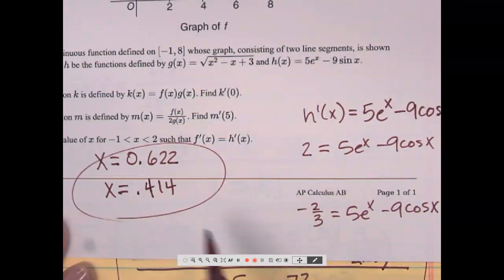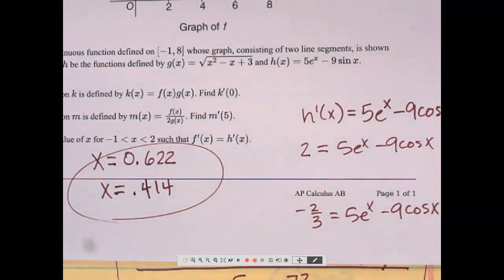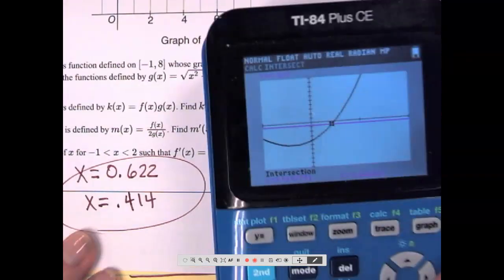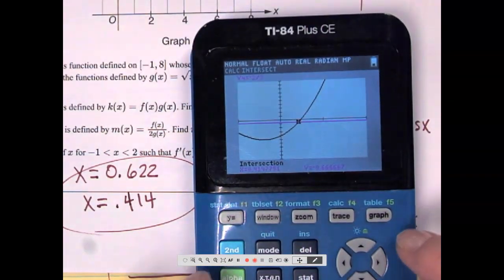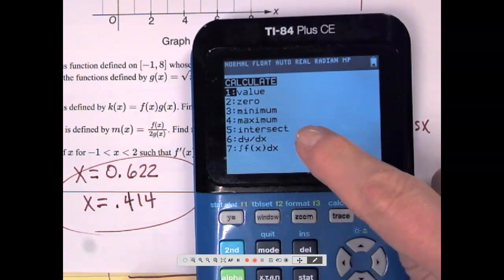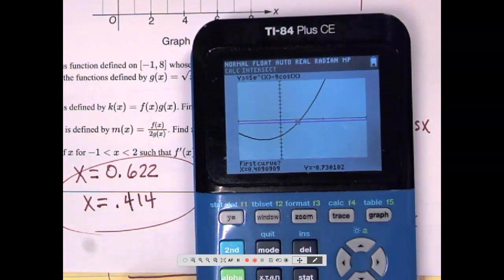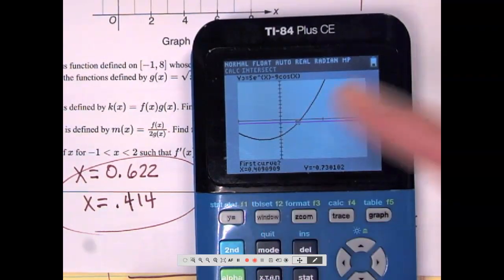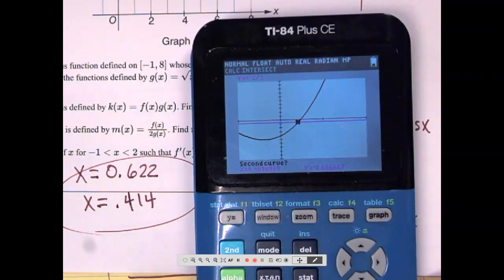Okay. All right, so the trace thing, I don't know. Don't use trace. Use second trace. Oh, okay. Because trace just jumps around however it wants to. So you go to second trace, intersect. And then it'll ask you first curve. You just push enter, second curve, enter one more time.